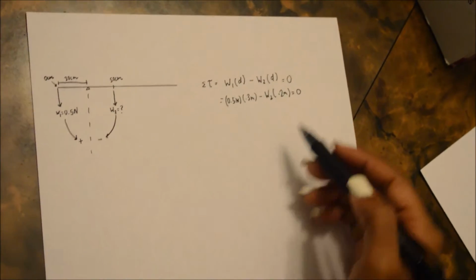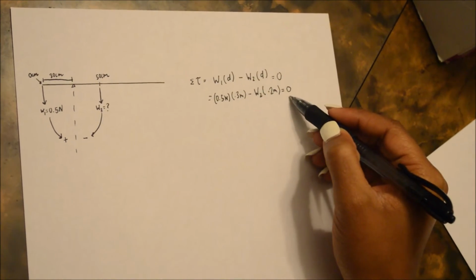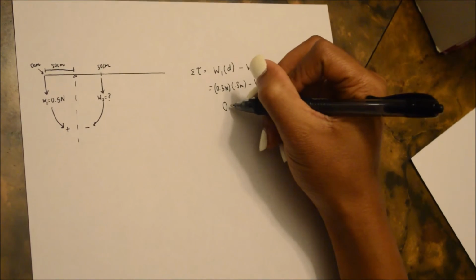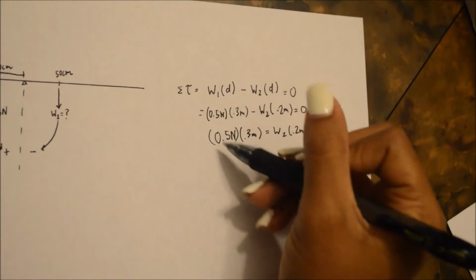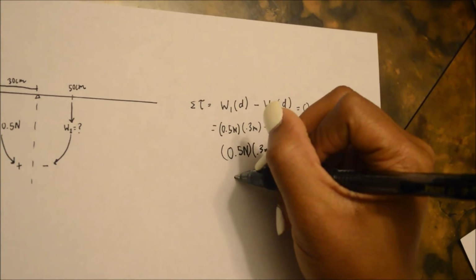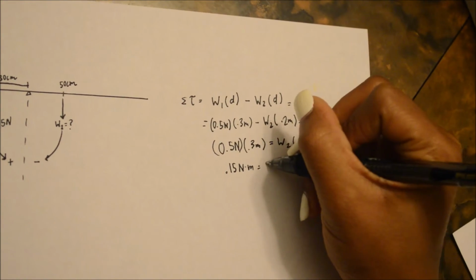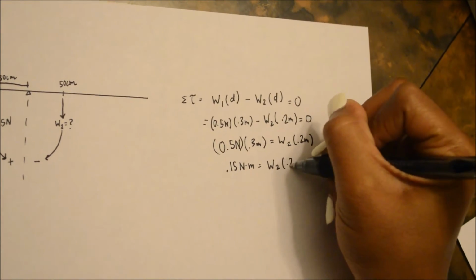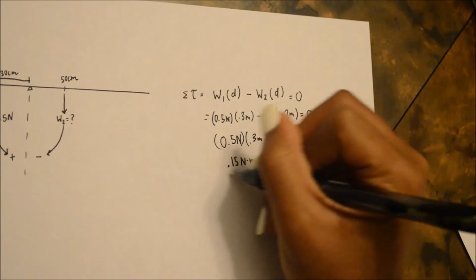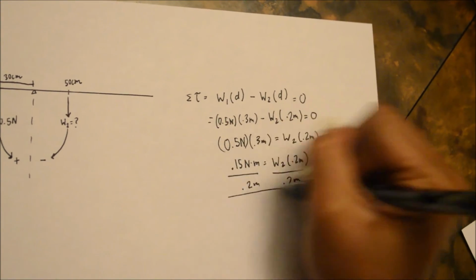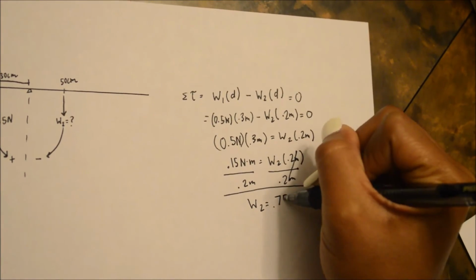Now to make both sides positive, we add weight 2 multiplied by 0.2 meters on the other side. So now we have... When we multiply these two together, we find that the answer is 0.15 Newton meters. On the other side, we still have weight 2 multiplied by the 0.2 meters. But if we divide both sides by 0.2 meters, we find that weight 2 is equal to 0.75 newtons.